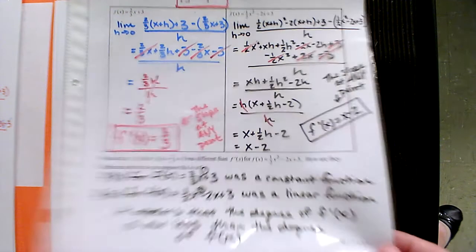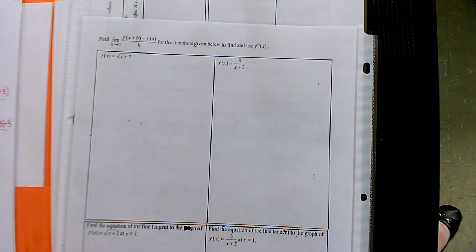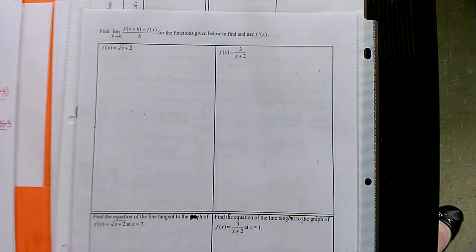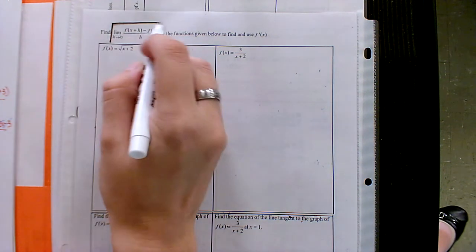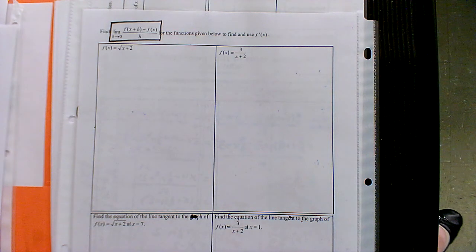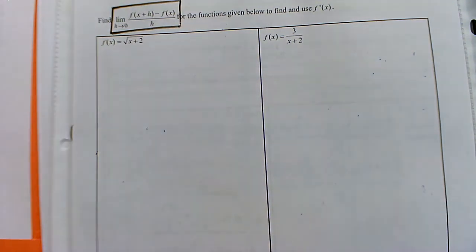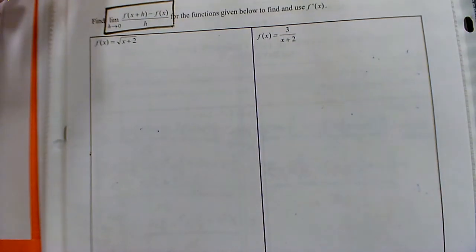Let's go ahead and try some more practice of these derivatives, but we're going to get into some good equations like square roots and fractions. But the process doesn't change. We're still using the same limit definition of a derivative. All right, so let's focus on the derivatives first, and then we'll take a look at the tangent lines at the bottom of the page.